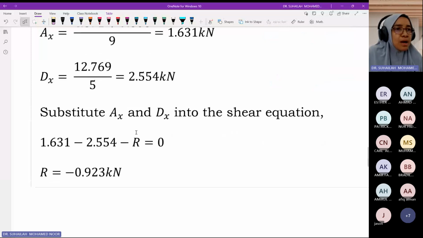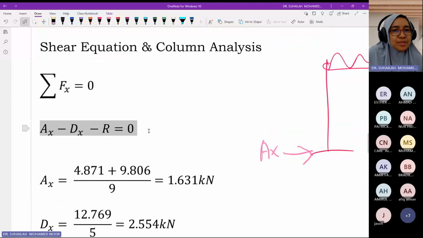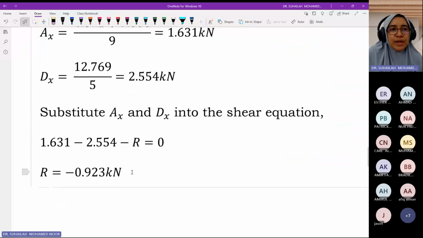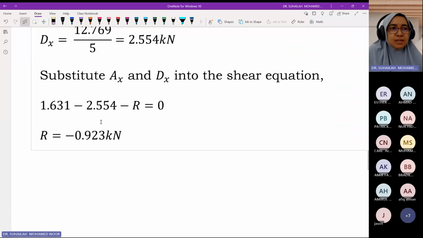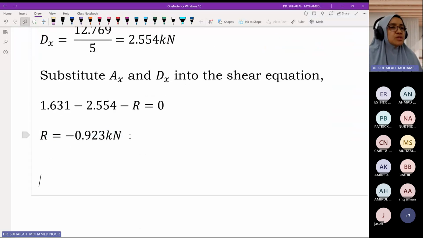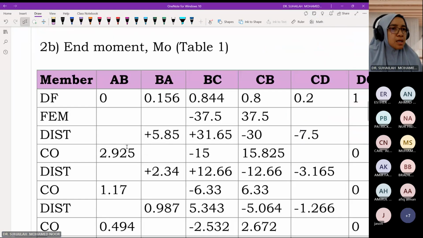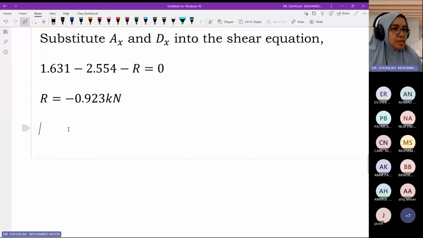Okay, so dah dapat, substitute dalam yang ni tadi. Okay, we substitute into this. Then we get R is equal to 0.923 kilonewton. This is R. Okay, negative, positive, okay je. So just continue. Okay, now we continue to analyze step number 3. Ya, step number 3. Okay, now we move to step number 3.